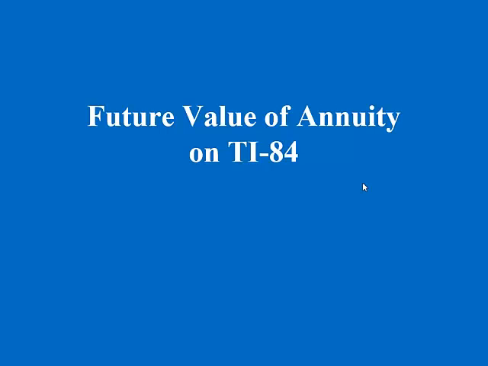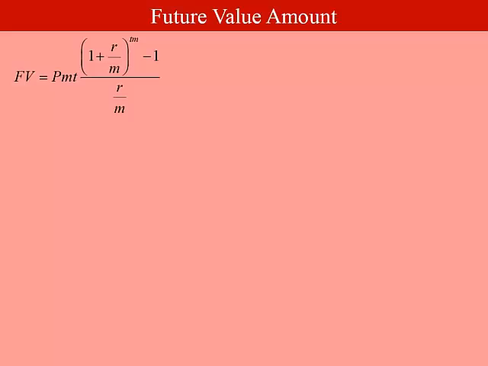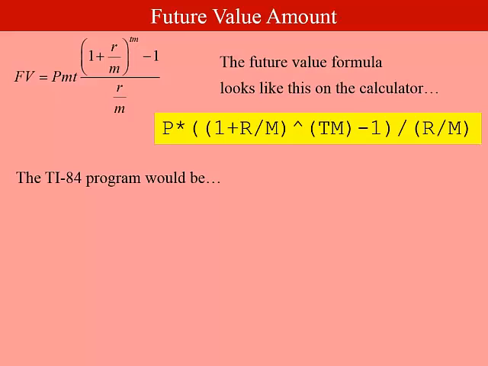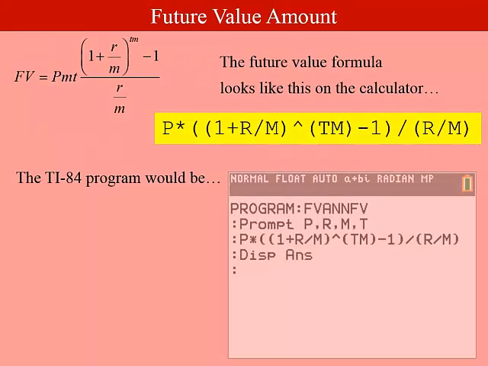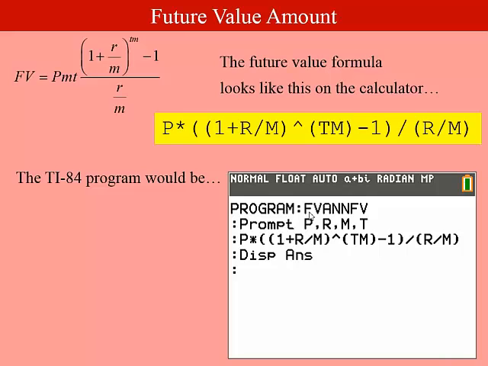I want to show you how to put all three versions of the future value of annuity formula on your calculator. Here is the first one, where we're solving for the amount or the future value, and the calculator version would look like this, using P for payment and parentheses in the correct spots. On the TI-84, here's what it would look like. I've called mine FVANN, future value of annuity, where I'm solving for the variable FV. And you can see what that is. Pause and enter it into your calculator if you like.